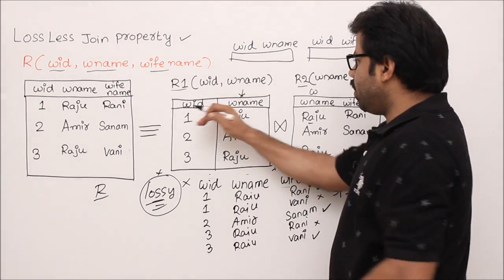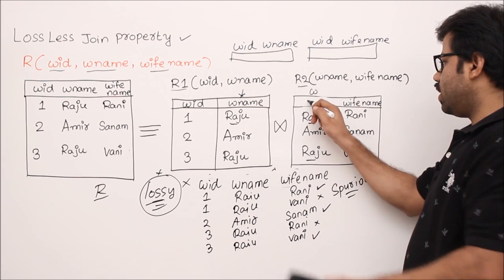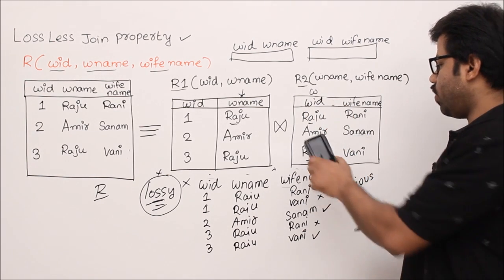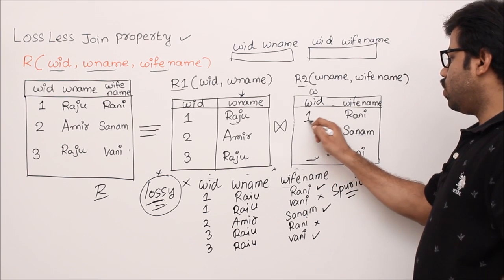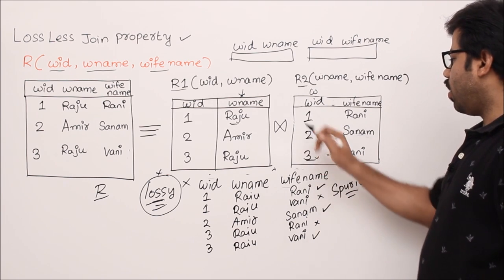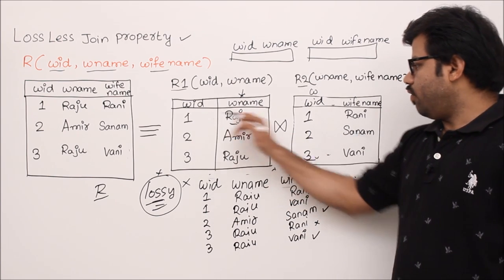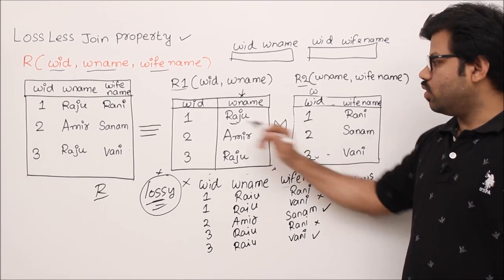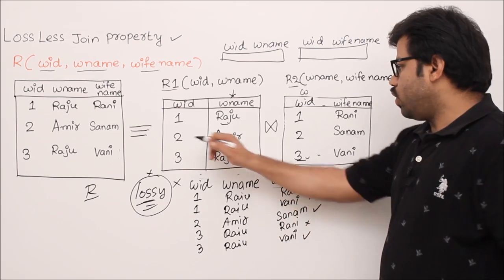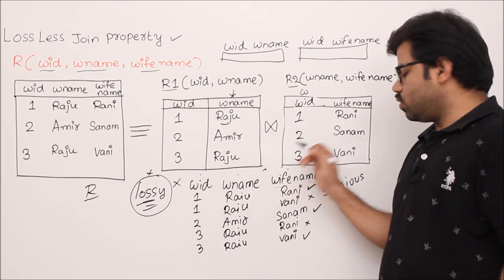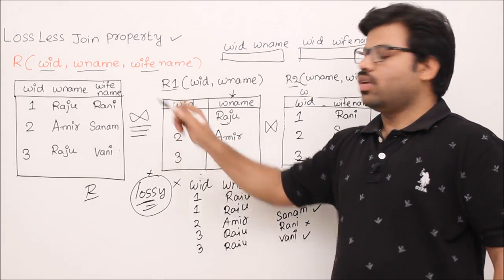What I am doing is watchman ID, watchman name. Second one, instead of watchman name, I use here watchman ID. If I do that, what happens? It will be 1, 2, 3, right? 1 Rani, 2 Sanam and 3 Vani. If you join them, 1 matches only with 1. So 1 Raju, 1 Rani, you get 1 Raju, 1 Rani. Second one, 2 Amir, Sanam you get and 3 Raju, Vani. So you get your data back. So that join will become lossless.